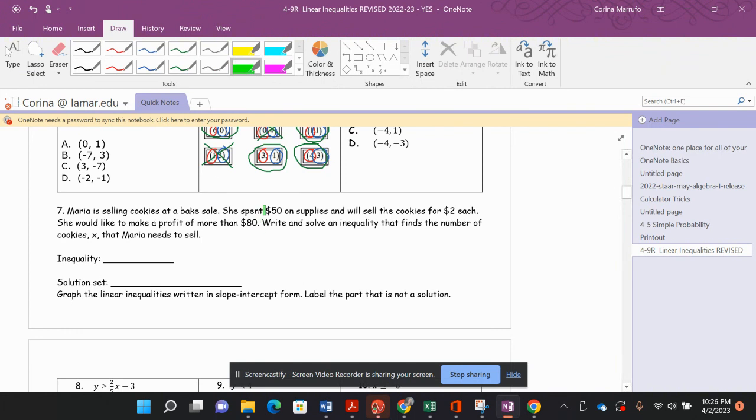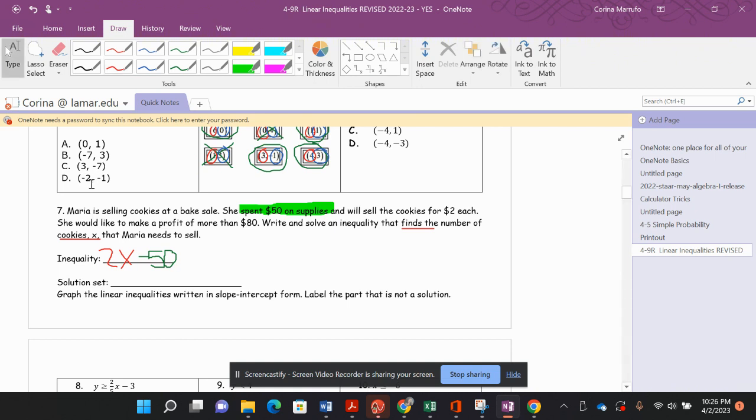So if we notice here, it says that she spent $50. So if she spent $50 on supplies, that means that she's already down 50. Okay, so we're going to have to subtract the 50. Minus 50. And then she says that she is going to sell the cookies for $2 each. And so right here where it says find the number of cookies X, we're going to use the X. So if she sells them for $2 each, we're going to do 2X minus 50.